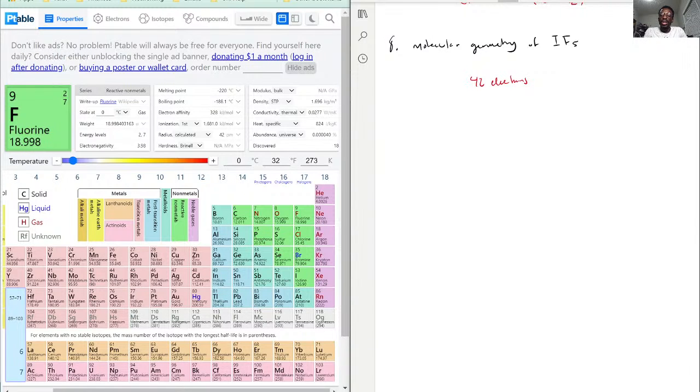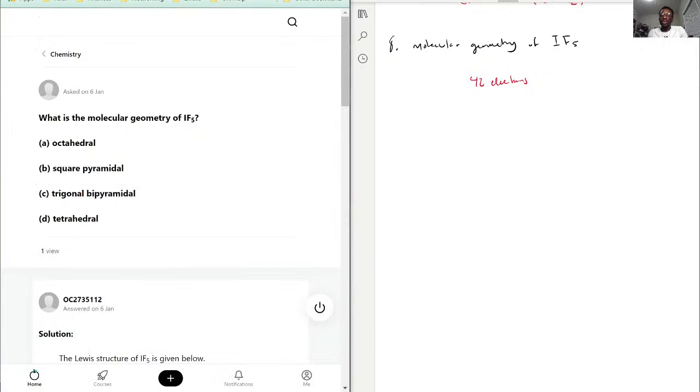All right. Now, considering that iodine is the only one that's different from the group, we're going to put that in the middle. So we have I, and we're going to add the fluorines, 1, 2, 3, 4, 5. We do this because iodine is one of the many atoms that can break the octet rule. So that's what we've done here.